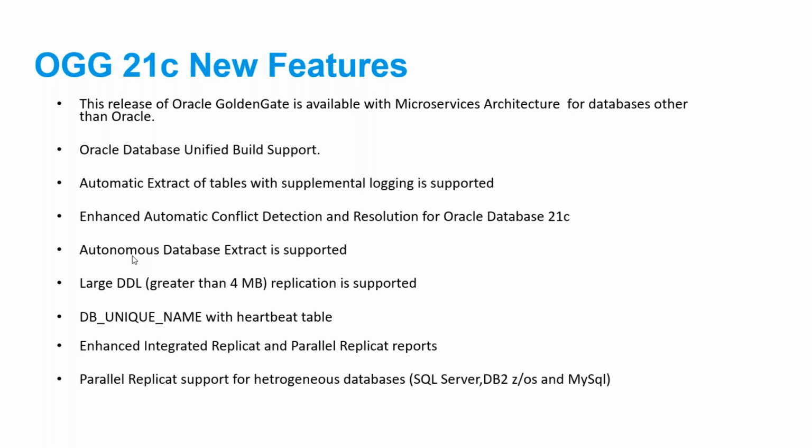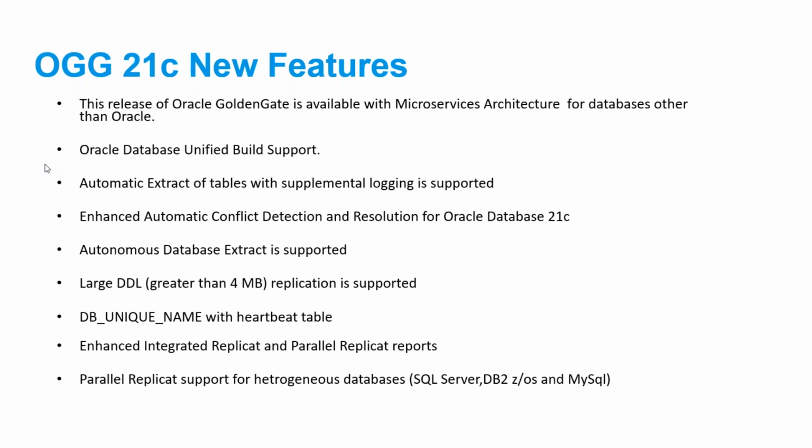Okay. So what are other features apart from unified build support? Automatic extract of tables with supplemental logging is supported. So automatic extract of tables with supplemental logging is supported in 21C as well. I'll discuss what this automatic extract of tables means. So this is another feature.